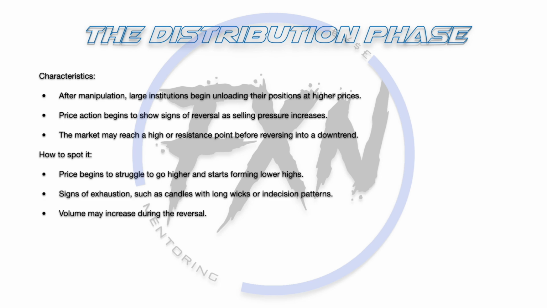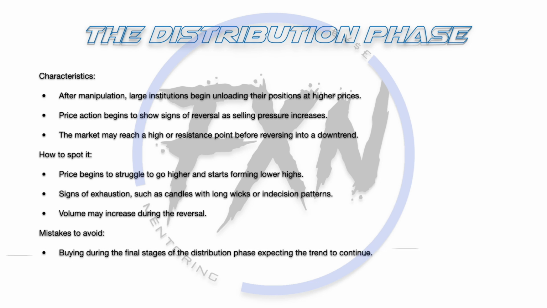The mistake traders make here is thinking that the trend will continue just because price is at the top. But remember, distribution is a sign that the market is preparing to reverse. So buying during the final stages of the distribution phase, expecting a trend to continue, and failing to recognize the signs of distribution early enough for a reversal trade are mistakes to avoid.